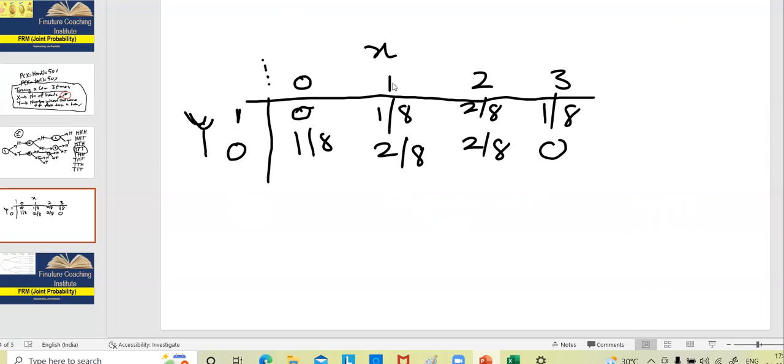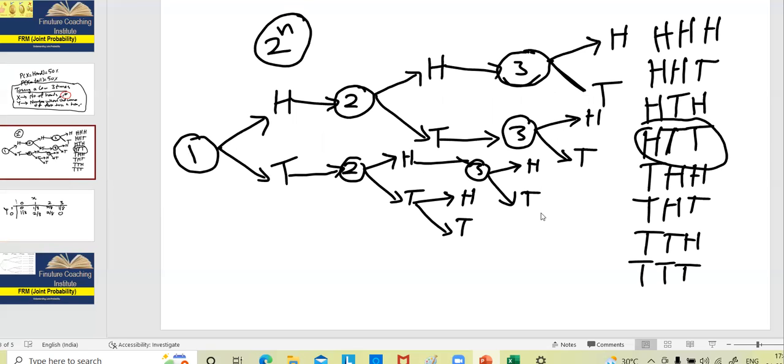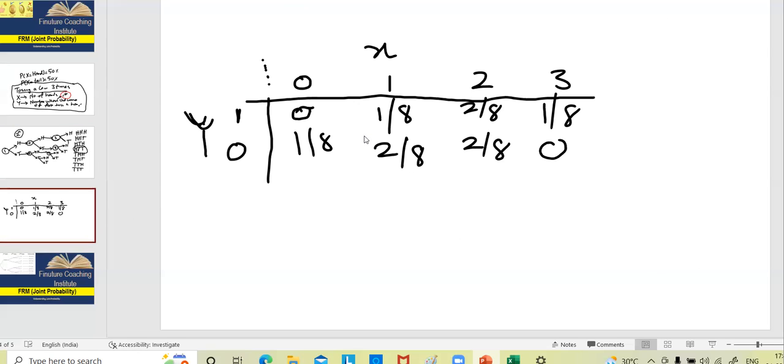Yeah, so one head and first head. So this should be again 1 by 8. So one head and no head at the first outcome. So this should be 1 over 8, not really 2 over 8. So this should be 1. So if you see the total, the total of all should be 1.